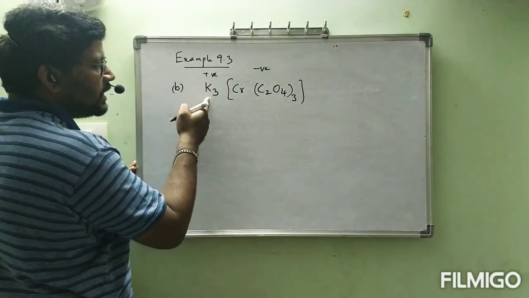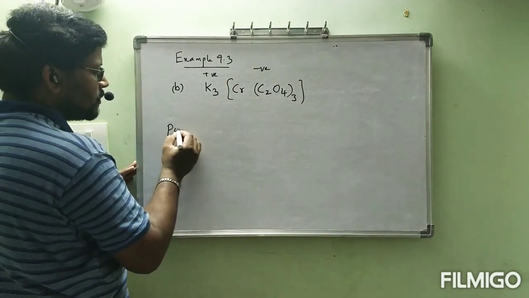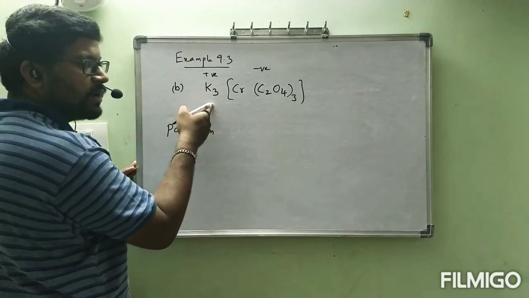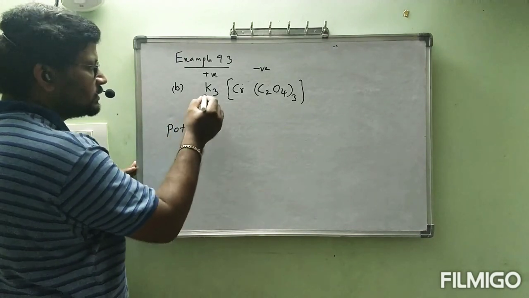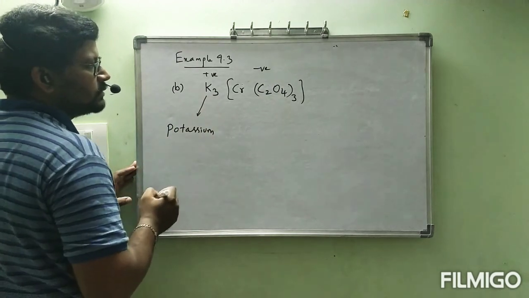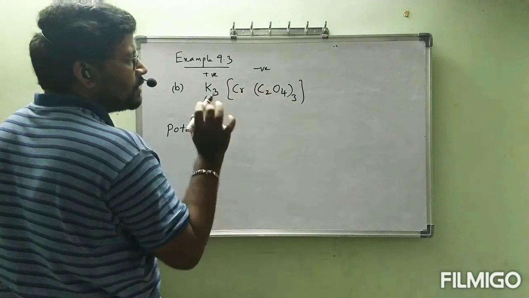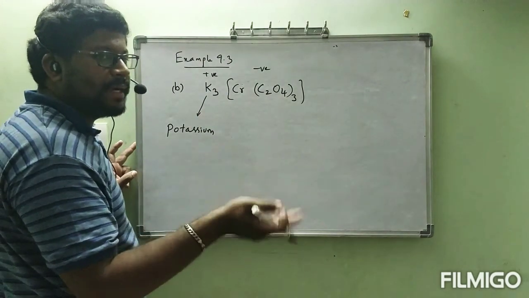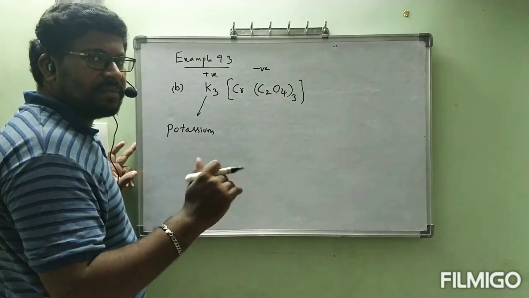The counter ion name is potassium as it is. First we have to start with the positive partner, so I wrote potassium as it is. Next, this is a negative complex, so the chromium name ends with -ate. Chromate.